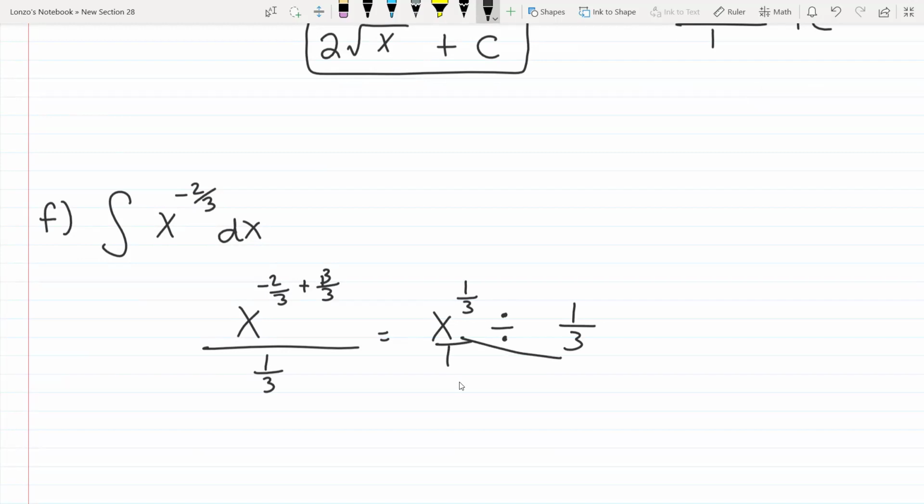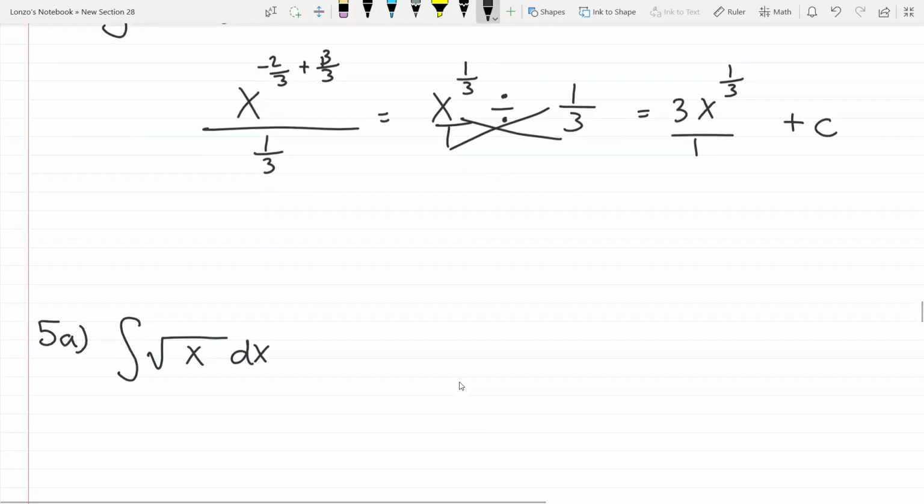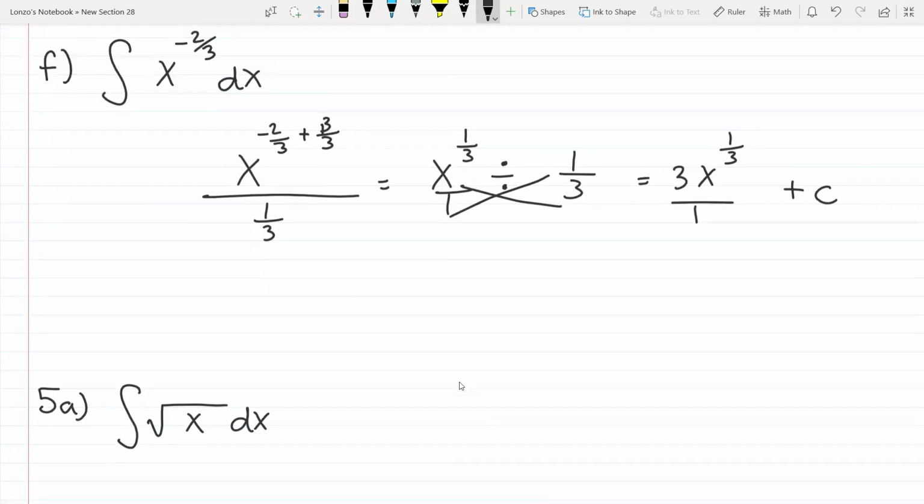Cross multiply, so 3 times x to the 1/3 is 3x to the 1/3. And then 1 times 1 is 1, plus c. So 3x to the 1/3, you can leave it like that, or you can rewrite it using the fact that x to the 1/3 is also the same thing as the cube root of x. And then don't forget the plus c.